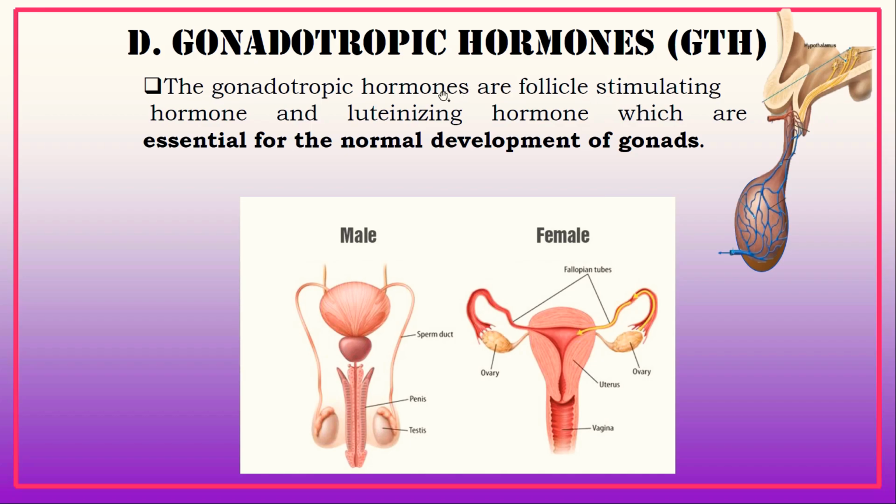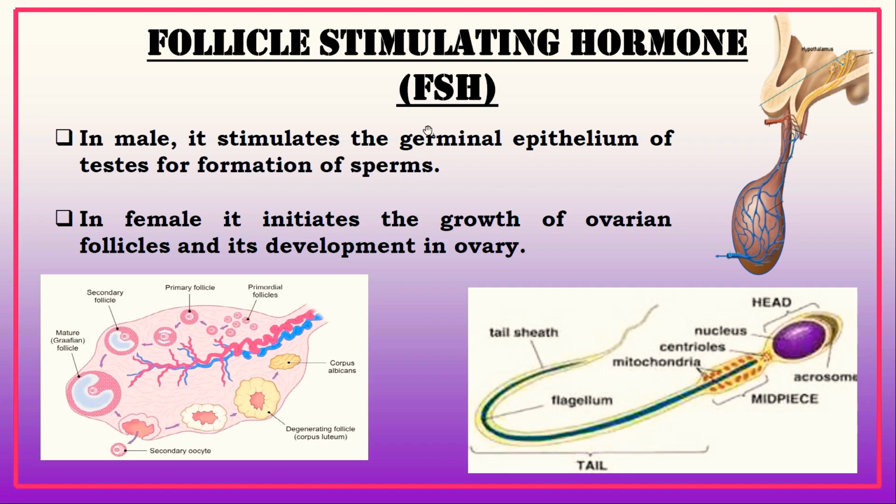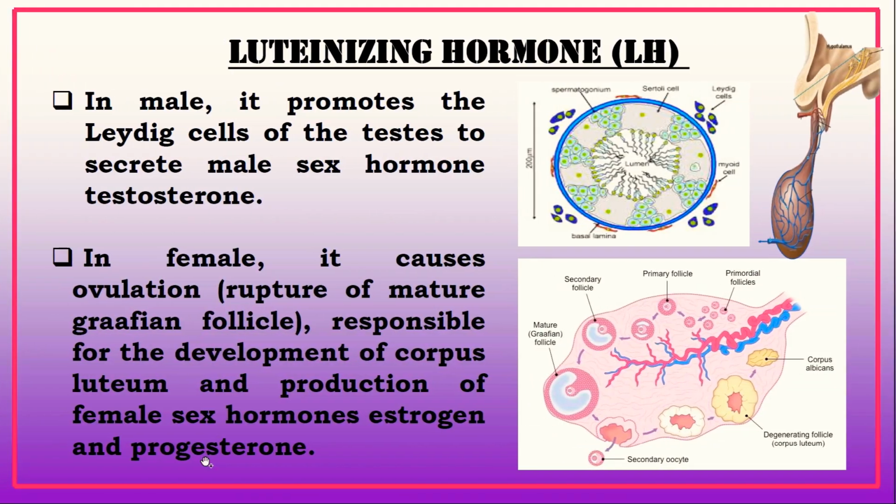Gonadotropic hormone has two hormones, that is follicle stimulating hormone and the luteinizing hormone, which are essential for the normal development of the gonads or the reproductive organs. Follicle stimulating hormone stimulates the germinal epithelium of the testes for the formation of sperm, and in females it initiates the growth of the ovarian follicle for the development of the ovary. So this is the ovary and the sperm.